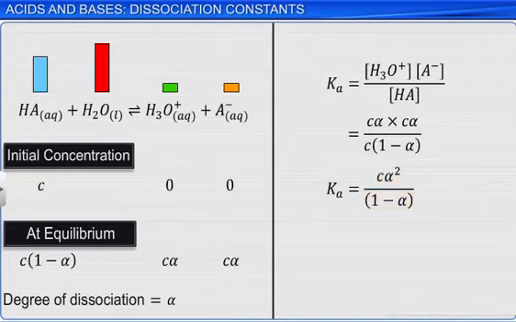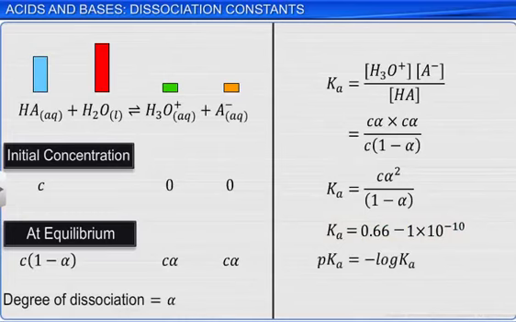The values of Ka range from 0.66 to as low as 1 × 10^−10 and even smaller. Hence, to accommodate such a wide range of values, the logarithmic scale is used. It is expressed as pKa equals negative log of Ka. The stronger the weak acid, the higher the value of Ka, and the lower is the value of pKa.